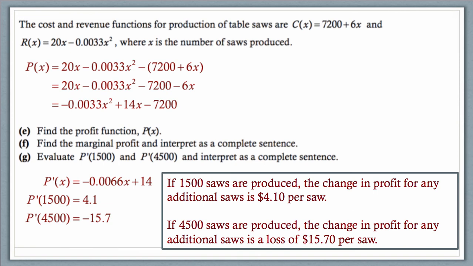If 1,500 table saws are produced, the change in profit for any additional saws will be $4.10 per saw. But if I produce 4,500 table saws, the change in profit is going to be a loss of $15.70 per saw.